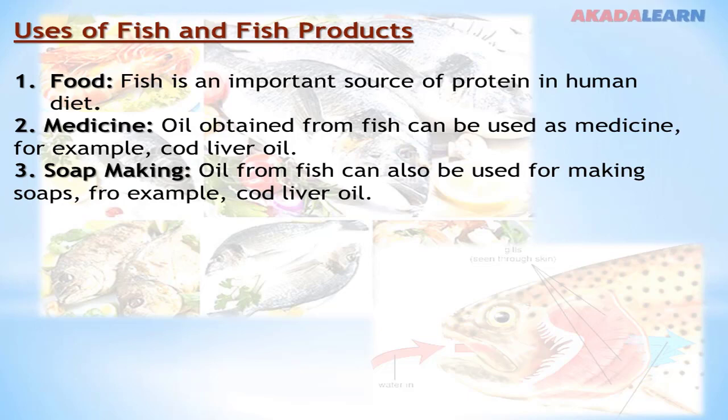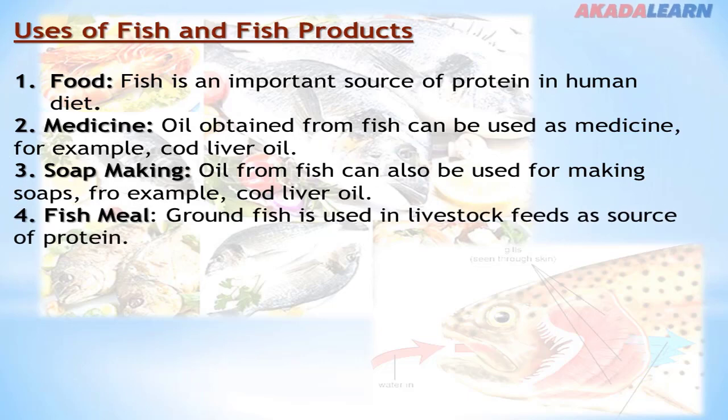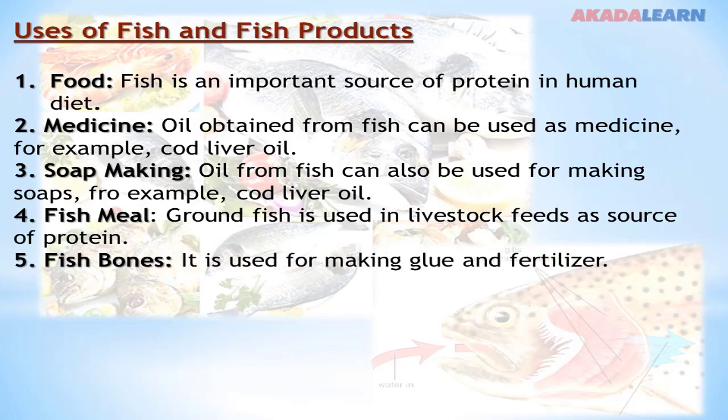Fish can be used in making soap. Oil from fish can also be used for soap making, example, the cod liver oil. Fish can be used as fish meal. Ground fish is used in livestock feeds as source of protein. Fish bones can be used in making of glue and fertilizer.